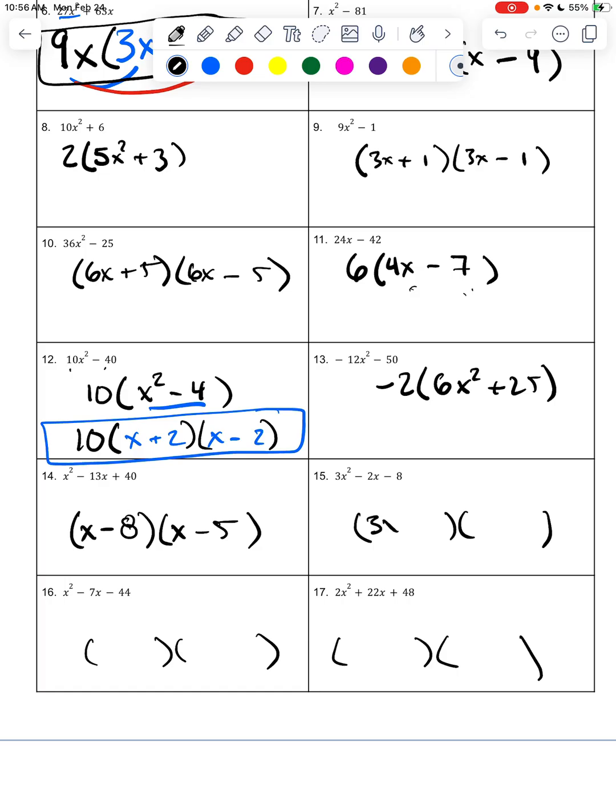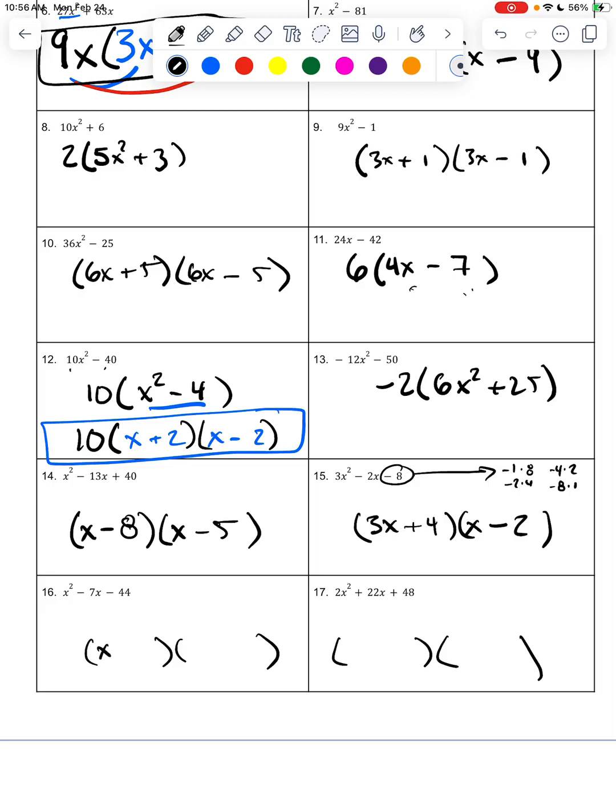In 15, 3x and positive x are what we need to get 3x squared. I also need to get negative 8. So I know to get negative 8, I'm going to use either negative 1 times 8, or negative 2 times 4, or negative 4 times 2, or negative 8 times 1. And we're going to pick strategically which of those pairs I'm going to use to get negative 2x in the middle. Okay, this takes just a little bit of thinking it through. If I put the negative 2 there, I'm going to get negative 6x and positive 4x, which overall results in negative 2x. That's what we wanted. Cool.